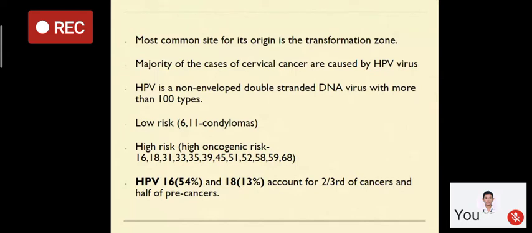So multiple HPV types can lead to cervical cancer. And the most important of all these are 16 and 18. HPV 16 is present in around 55% of cervical cancer, while 18 is found in around 15% of cervical cancers. And they both account for two-thirds of the cancer of cervix and half of the precancerous stage of CIN 1, 2, or 3. So 16 and 18 are high risk HPV, which patients have to be screened for.